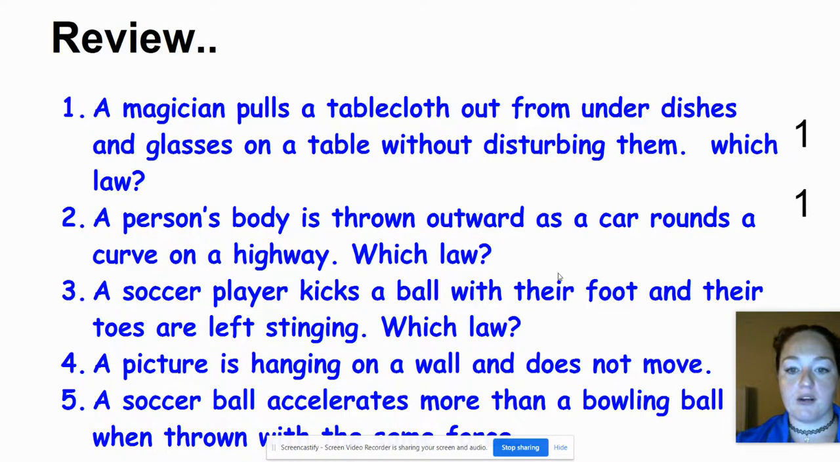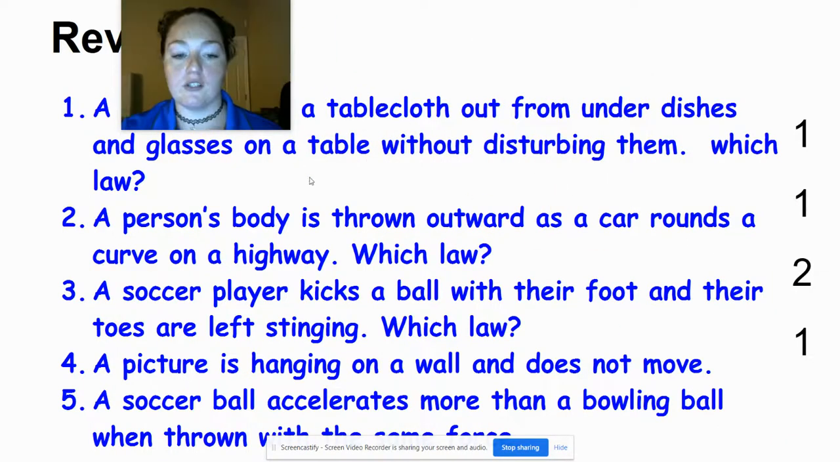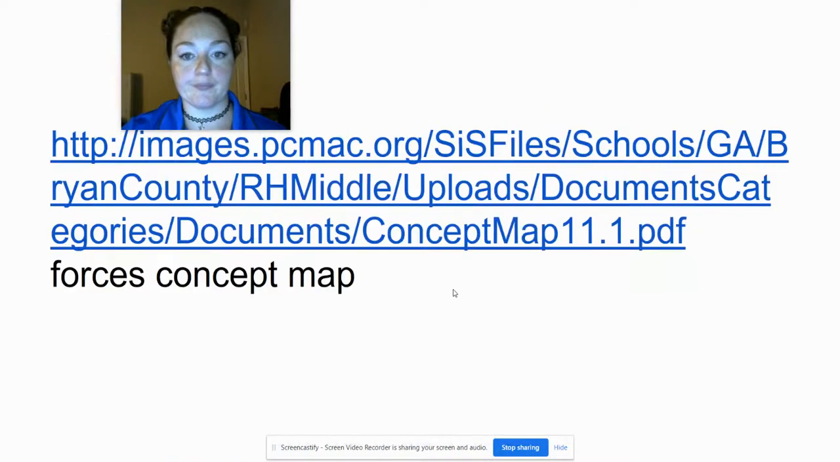Okay. A soccer player kicks a ball with their foot and their toes are left stinging. Which law would that be? 2. A picture is hanging on a wall and doesn't move. Which one's about not being disturbed? It's 1, but I'm in the way. A picture is hanging on a wall and does not move. That was 1. And then a soccer ball accelerates more than a bowling ball when thrown with the same force. That's probably 2. Boom. Okay.